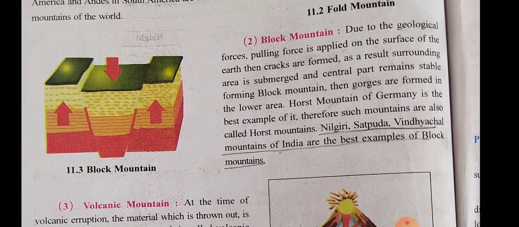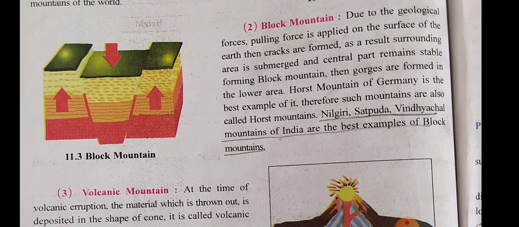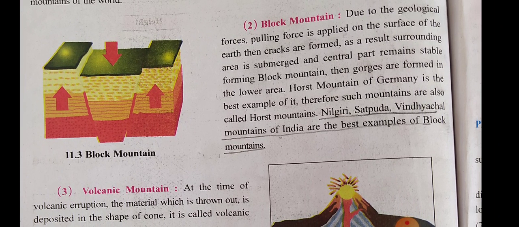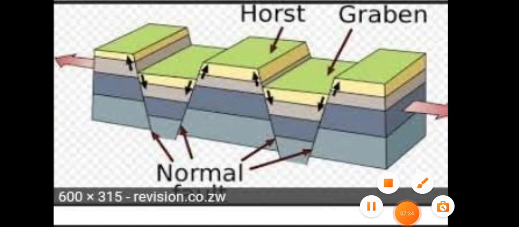Now, the second category is block mountain. Block mountain refers to खंड पर्वत, जिसे हम बोलते हैं. Block mountains are formed when two tectonic plates move away from each other, causing cracks on the surface of the earth.